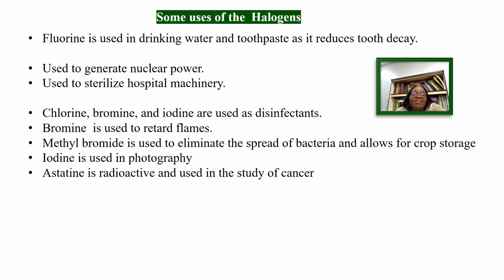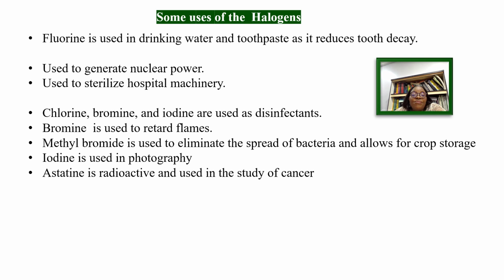Uses of the halogens. Fluorine is used in drinking water and toothpaste as it reduces tooth decay. It is present in the clay used in ceramics. They are present in chlorofluorocarbons that are used as refrigerants. They are used to generate nuclear power. So this group of elements is really very important since the world powers are after the nuclear powers.